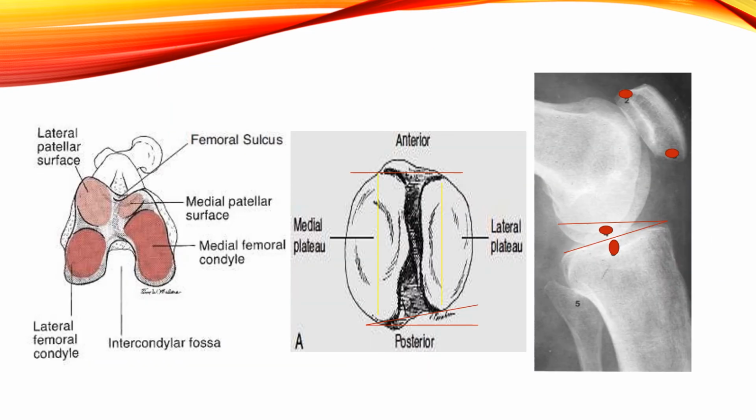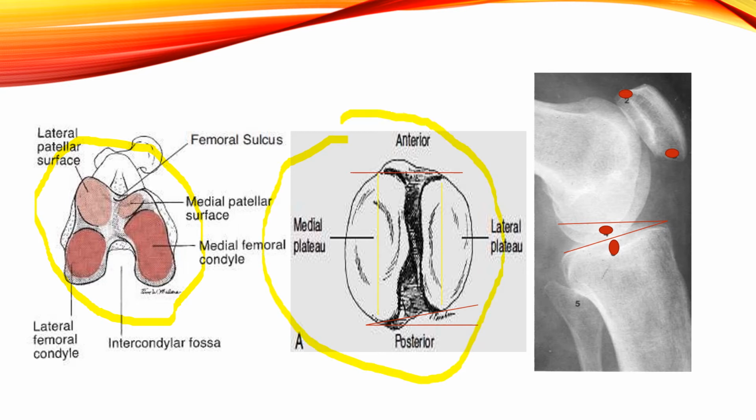Now these pictures will show you how the knee joint is formed. The first picture you see is the femur, and this area is the articular part of the femur which will articulate with this part of the tibia. In the femur, you will see the lateral femoral condyle and medial femoral condyle. This is your intercondylar notch or intercondylar fossa. This is the medial patellar surface, this is the lateral patellar surface, and this is your sulcus.